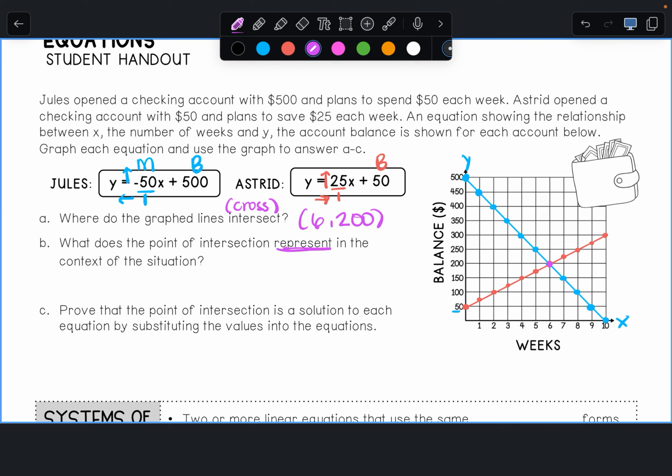So a system. A system is where you have two or more linear equations, two or more lines that use the same variables. That forms a system of equations. In other words, 2 lines on the same graph. Anytime you see 2 lines on the same graph, the sole purpose of that type of problem is to find where they intersect.